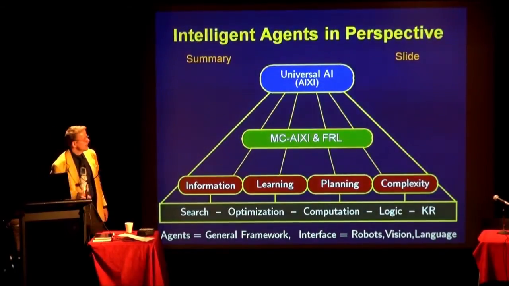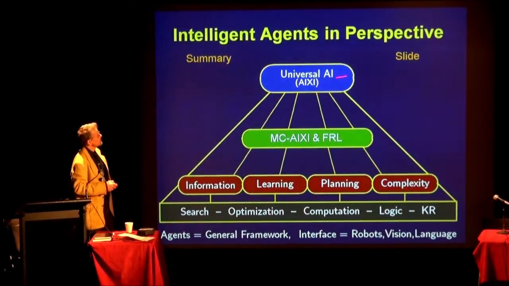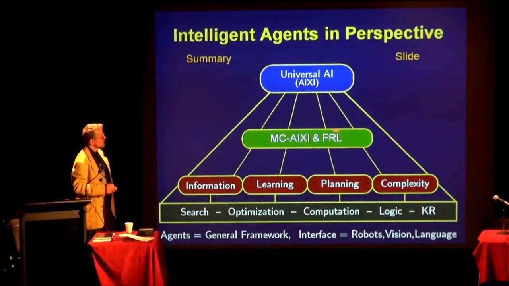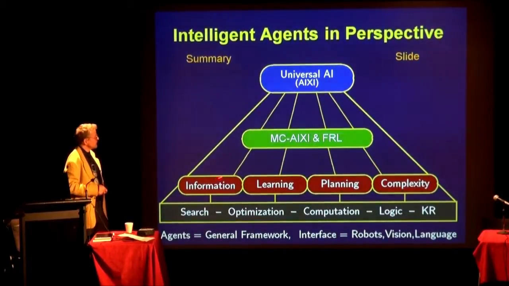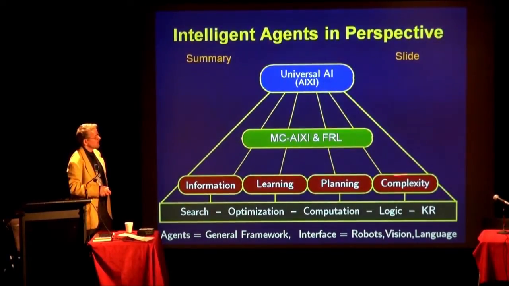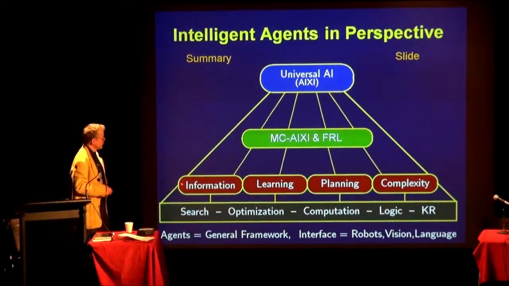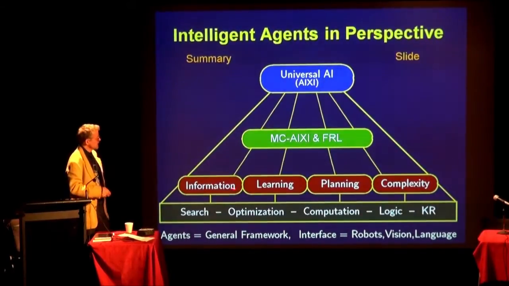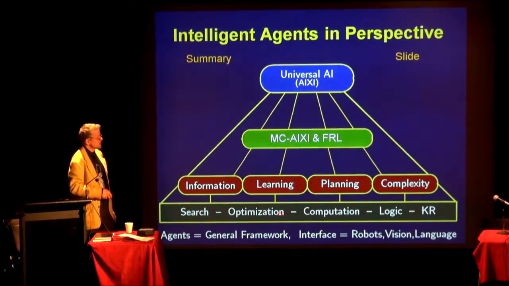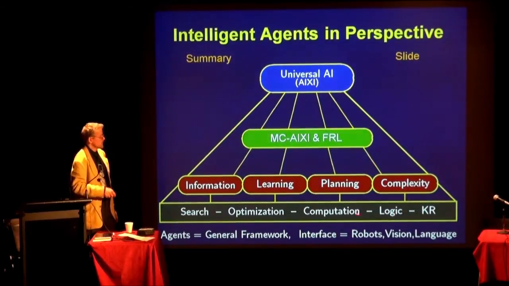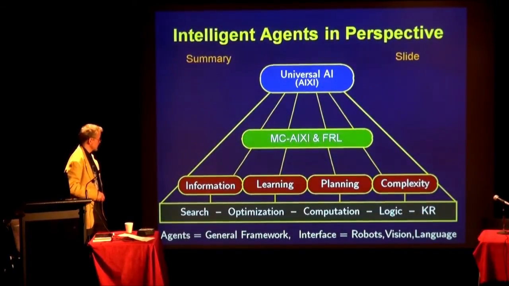Okay, so here is a general picture. Here is universal AI, which is the field, and I exhibit this model, and here's the MC-AIXI approximation and the feature reinforcement learning I've just presented to you. All of them are rooted in information theory, machine learning, stochastic planning, and complexity theory. These are the four most important pillars, and in order to computationally address these problems, you need a lot more. You need search algorithms, optimization algorithms, possibly for some problems logic, knowledge representation, and so on.